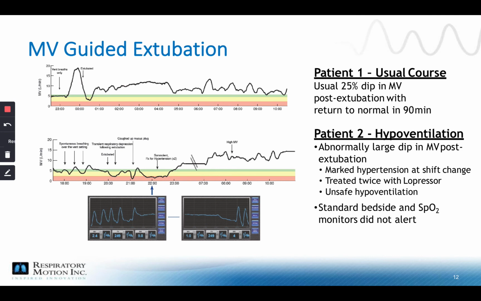In the first trend of this slide, you can visualize the typical extubation trend with an initial dip in minute ventilation immediately after extubation, and a return to baseline within 90 minutes. In the second trend, you see an atypical course where the patient is extubated, has a small dip in minute ventilation, but does not exhibit the typical recovery. Minute ventilation improves slightly with the expulsion of a mucus plug, but the patient returns to a hypoventilatory state. During this period of hypoventilation, the bedside monitor did not alert the nurse to hypoxemia.